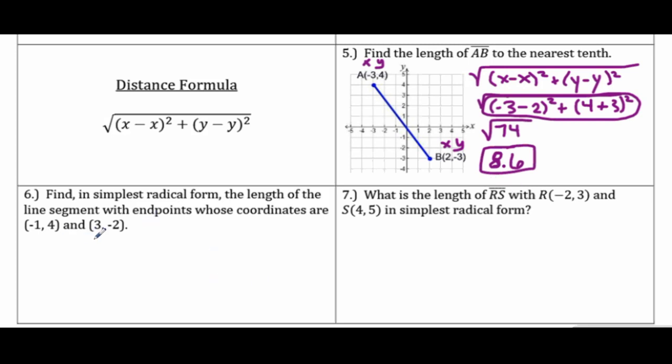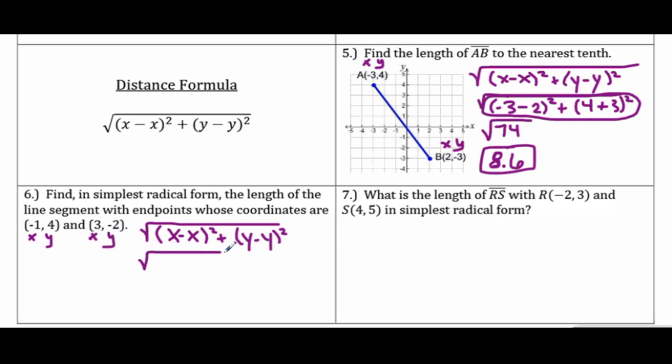The directions are just a little bit different in number 6. It says, find, this time in simplest radical form, so we have to review how to do that. Find the length of the line segment with endpoints whose coordinates are those two points. So those are the coordinates of the endpoints of the segment. Okay, so I'm going to write the formula. And next step, remember, label the points. I'm going to do it under so you guys can actually see my x's and y's better. So x, y, x, y.